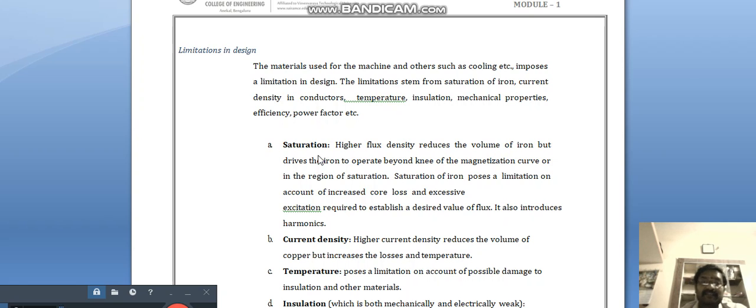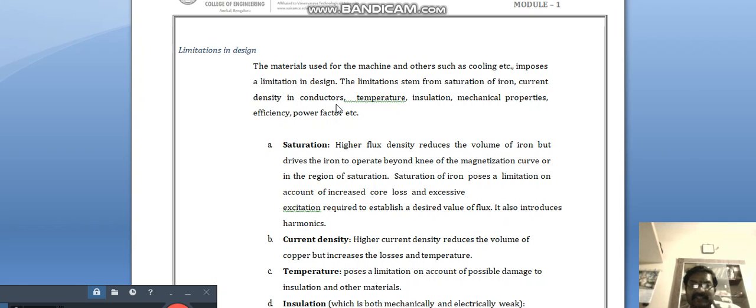Let me see. The materials used for the machine and other things such as cooling, etc., impose limitations in design. The limitation stems from saturation of iron, current density in conductor, temperature, insulation, mechanical properties, efficiency, and power factor. So the limitations: saturation of iron, because of this the magnetic field will be affected. The current density in conductors, because of this the current or electric field.